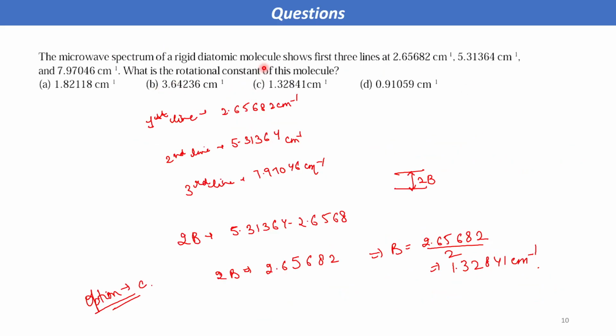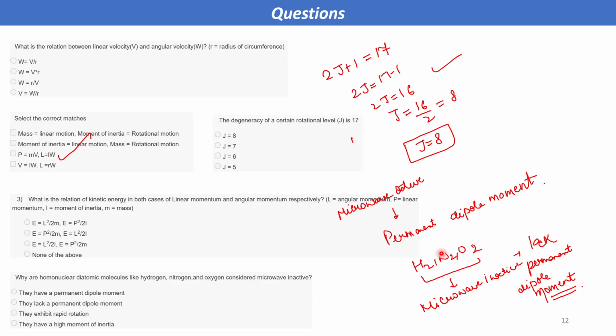Then we discussed the rotational constant, how we can calculate the value of the rotational constant if we know the first three lines. As we know, the separation between two consecutive lines is 2B. So by subtracting these two, we can simply calculate the value of B. Then this relation we discussed, linear velocity and angular velocity, linear momentum and angular momentum. And just remember that for a molecule to be microwave active, it should have a permanent dipole moment. Diatomic molecules like hydrogen, nitrogen, and oxygen lack a permanent dipole moment, therefore they are microwave inactive.